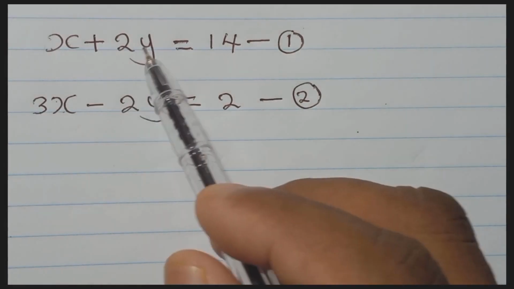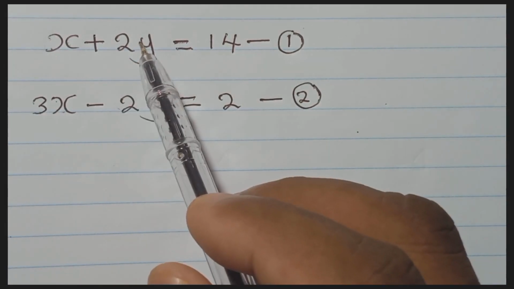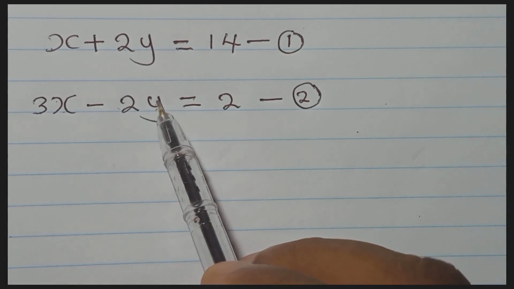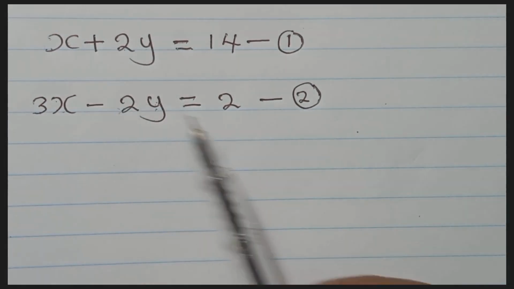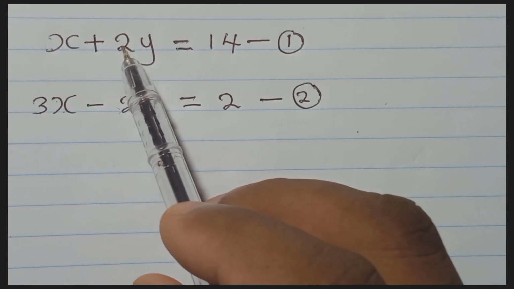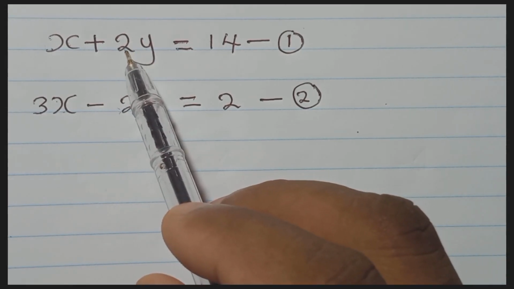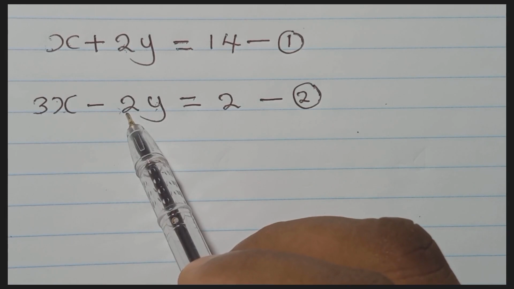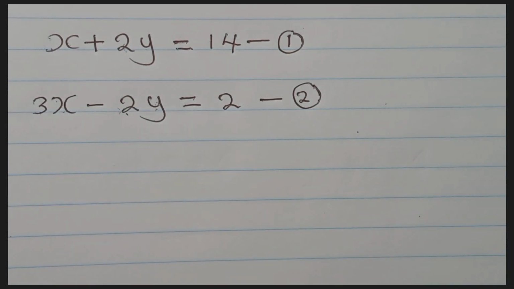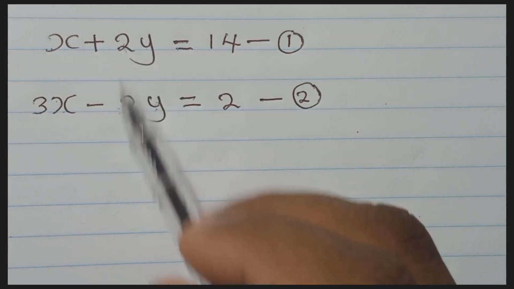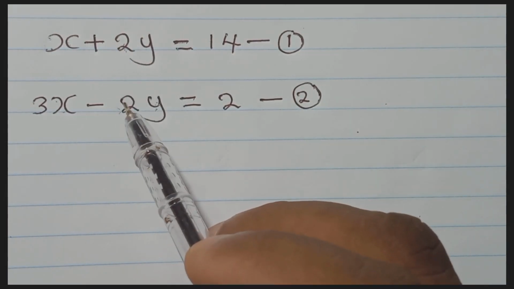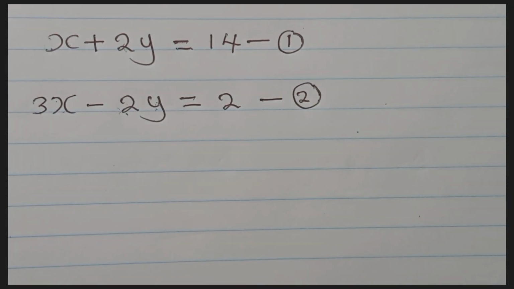But when you consider y, it has the same number. Look, y has 2 here and 2 here. Don't consider the sign yet. You need to consider just the number you have here, 2 here and also 2 here. Without considering the sign, this is 2 and this is also 2. That's why we can think y has the same number. That's the first thing.